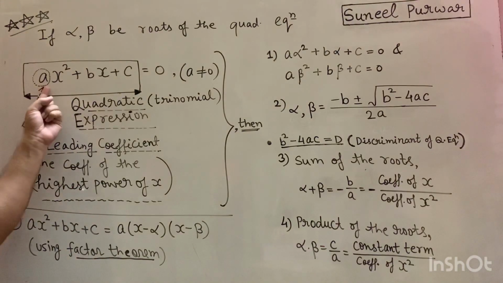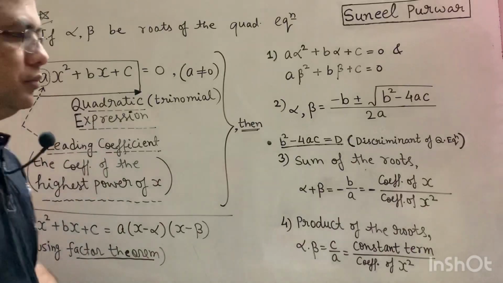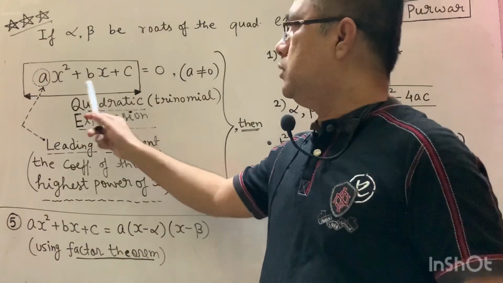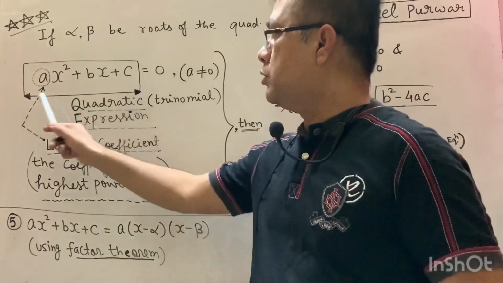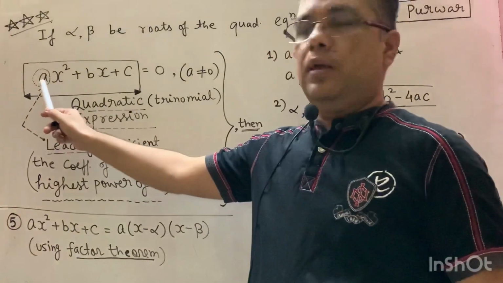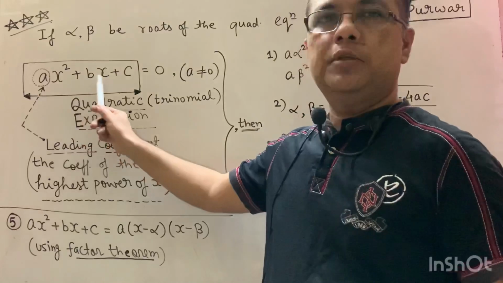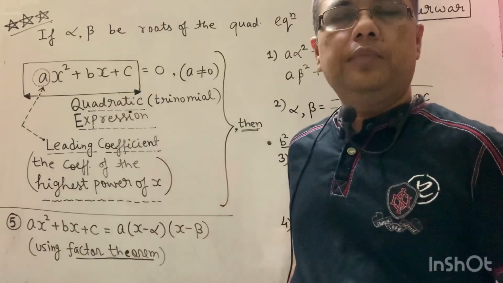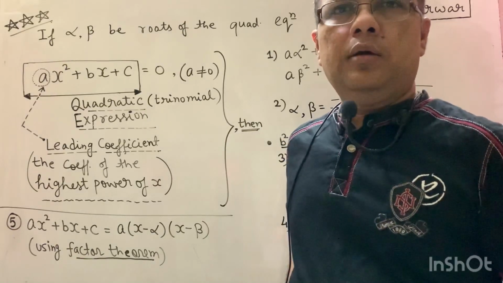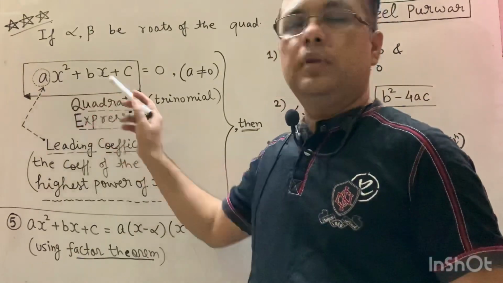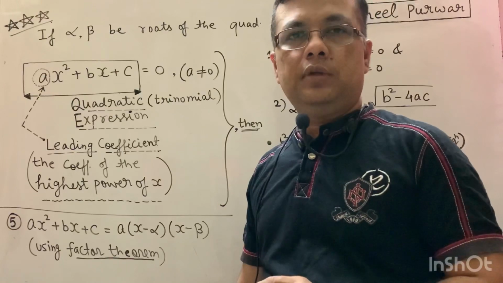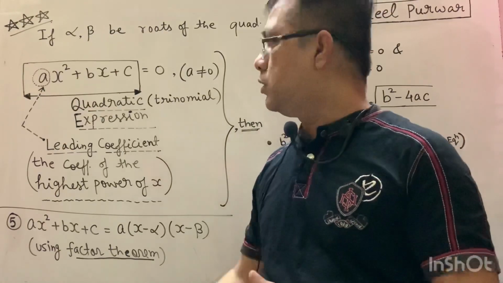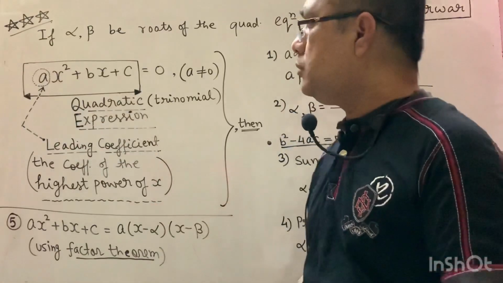Now, first of all, an expression of the form ax square plus bx plus c. Okay, so I have put the arrows there. Alright, so an expression of the form ax square plus bx plus c is called a quadratic expression. Why are we calling it quadratic? Because in this expression the highest power of x is how much? 2. So when in an expression the highest power of x is 2, it is called a quadratic expression.